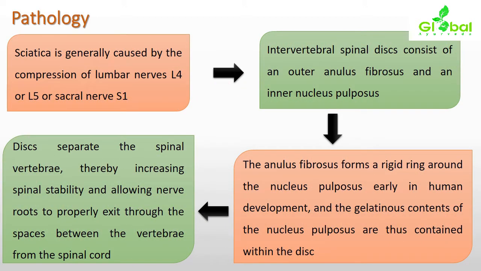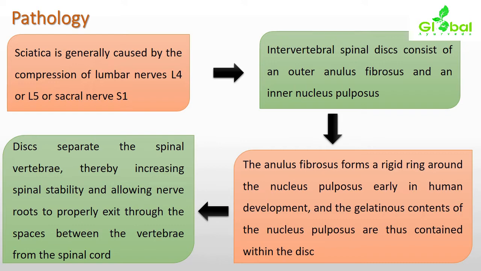About the pathology of lumbago sciatica syndrome: sciatica is generally caused by the compression of lumbar nerves L4 or L5 or sacral nerve S1, so mainly L4 to S3. One or more nerve roots will always be involved in the manifestation of sciatica. It will always manifest as a result of any kind of sciatic nerve compression of the L4 to S3 nerve roots.